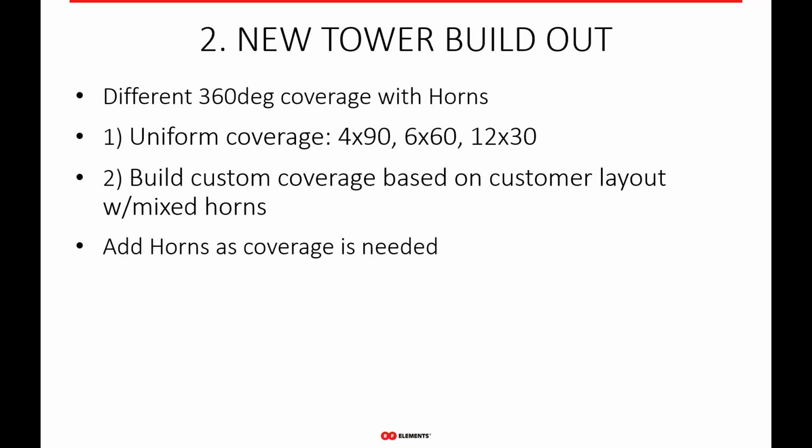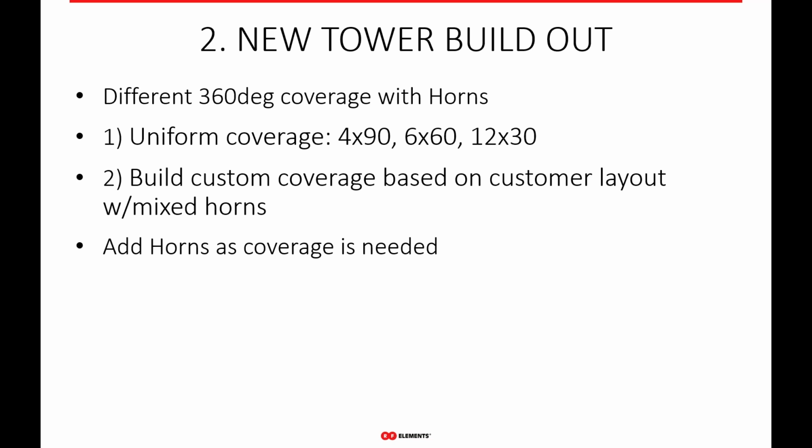The second one is my favorite, which is building custom coverage based on the customer layout with a mix of all of our horns. You may not always need 360-degree coverage. Maybe you only need 270 or 240, so you don't always have to build it out with nothing but 30-degree horns. You may have customers going up against a mountain that's only a mile away in one direction. Why put up a really high gain sector antenna that can hear noise through side lobe from different directions when you could use a lower gain one? So there are many different options.